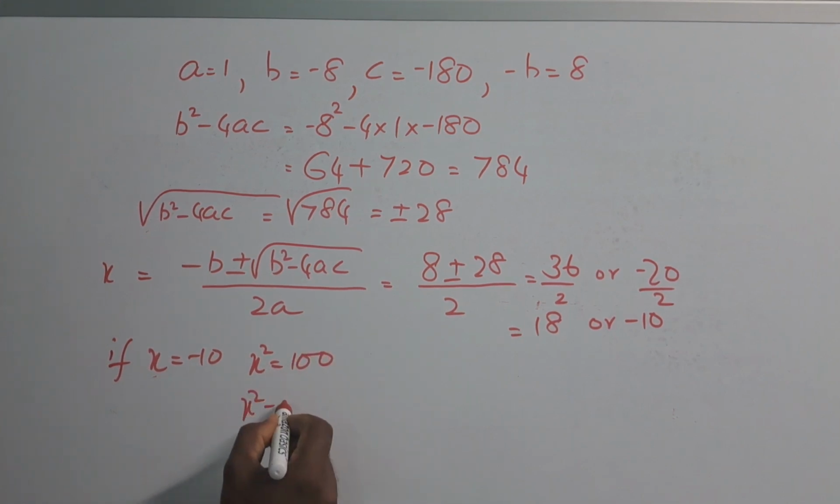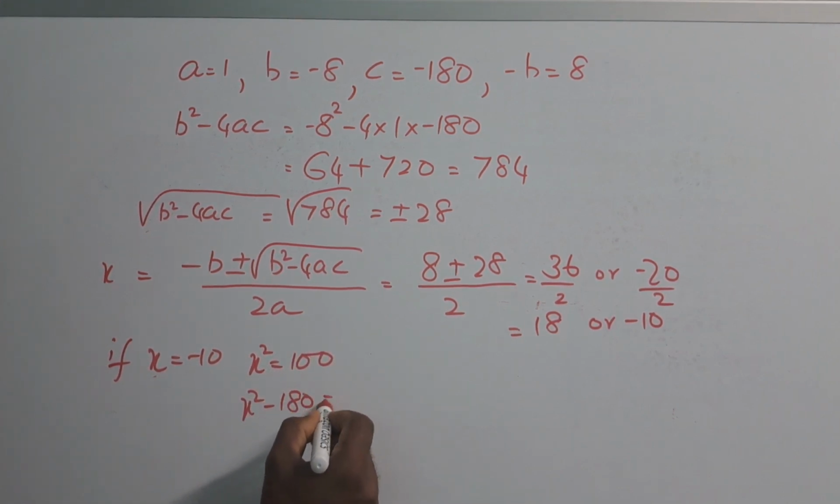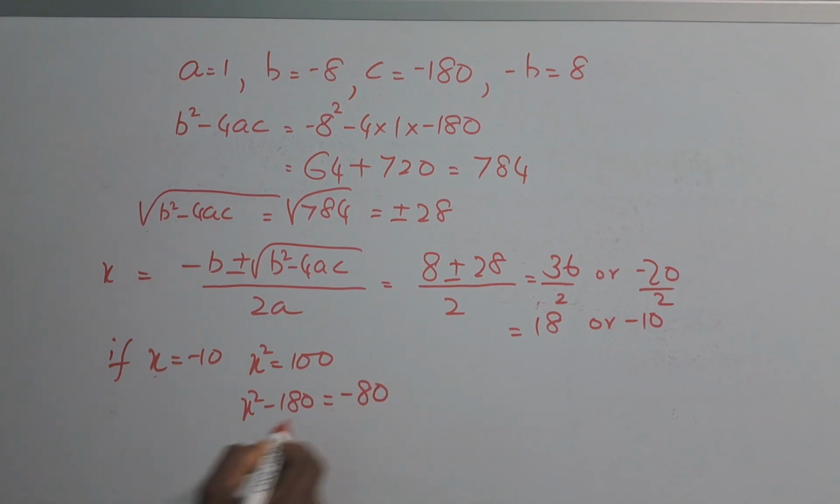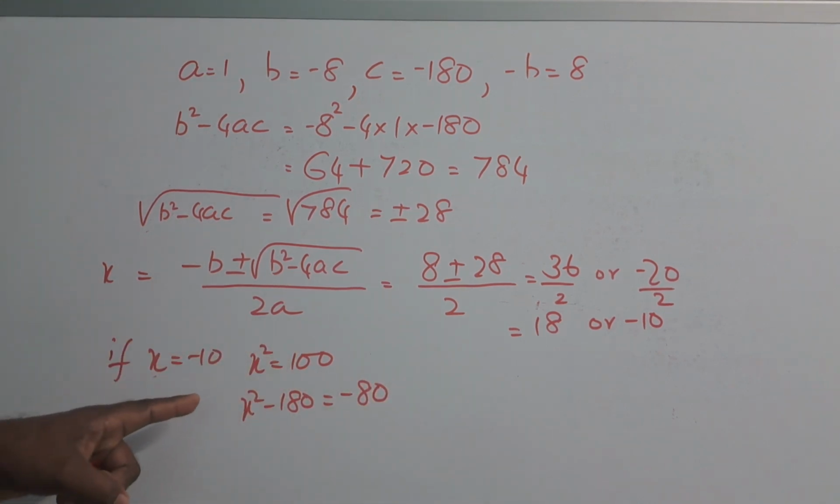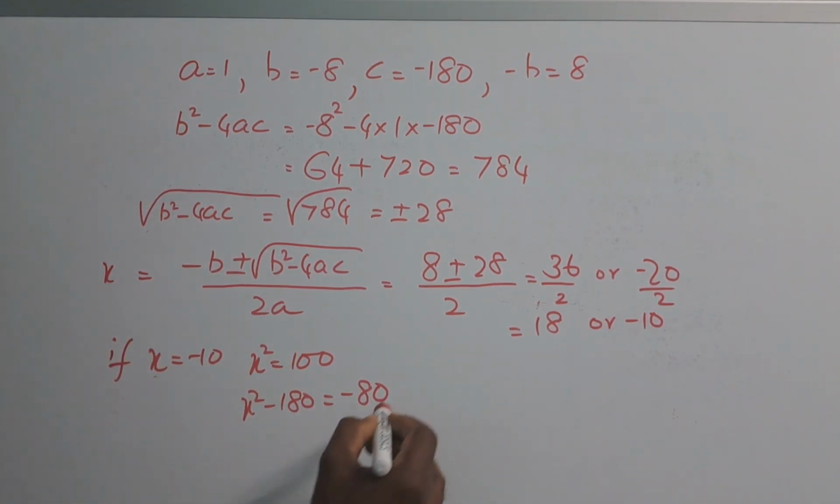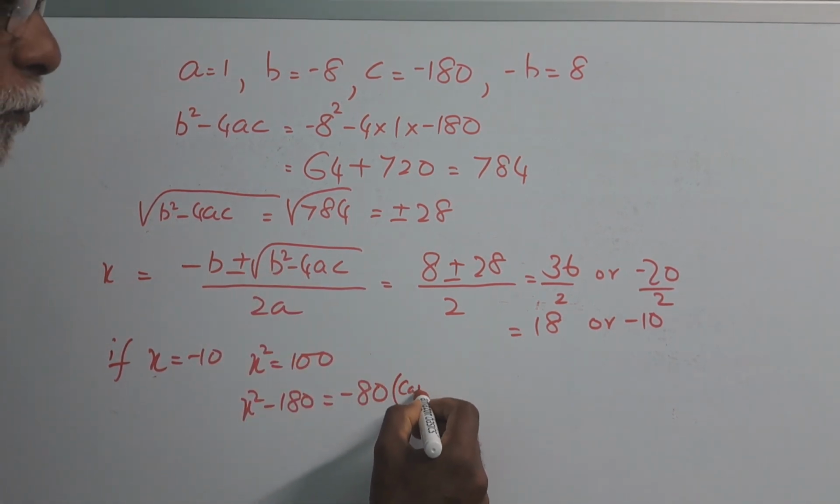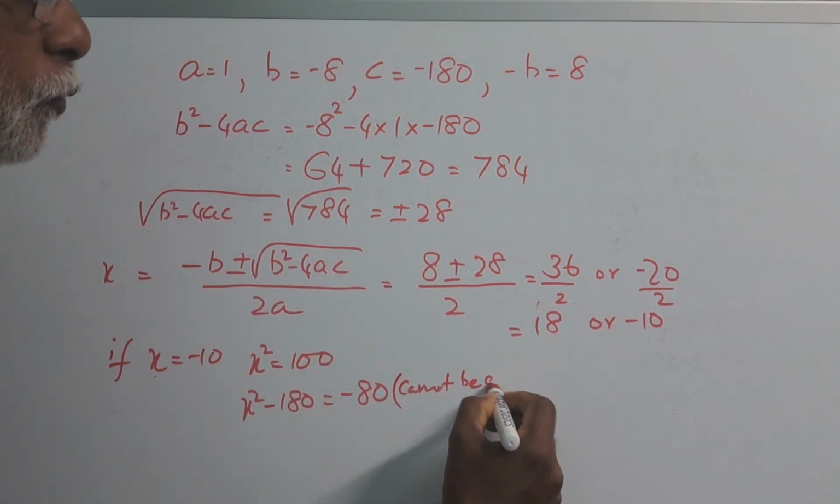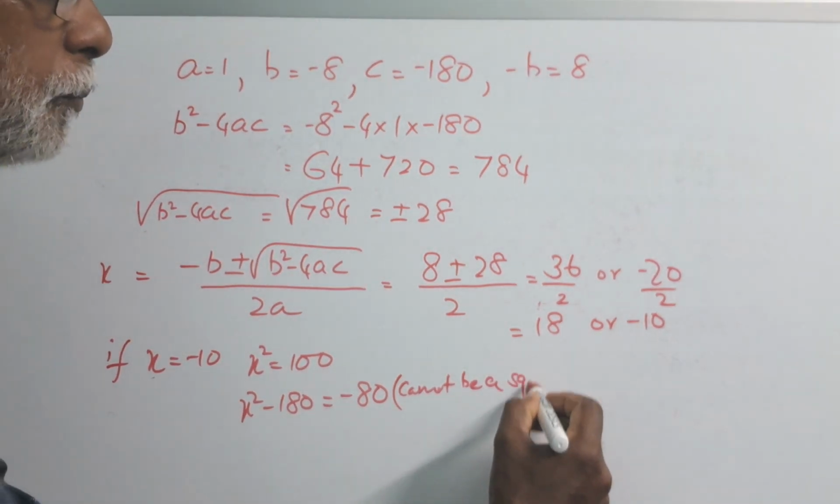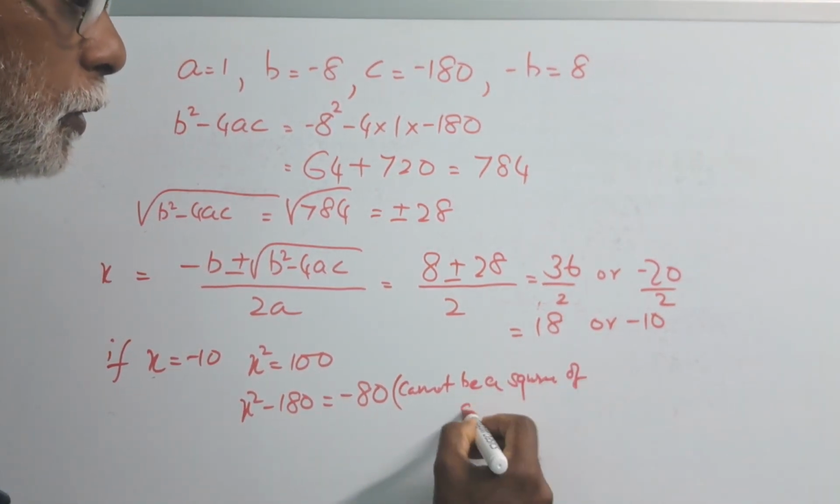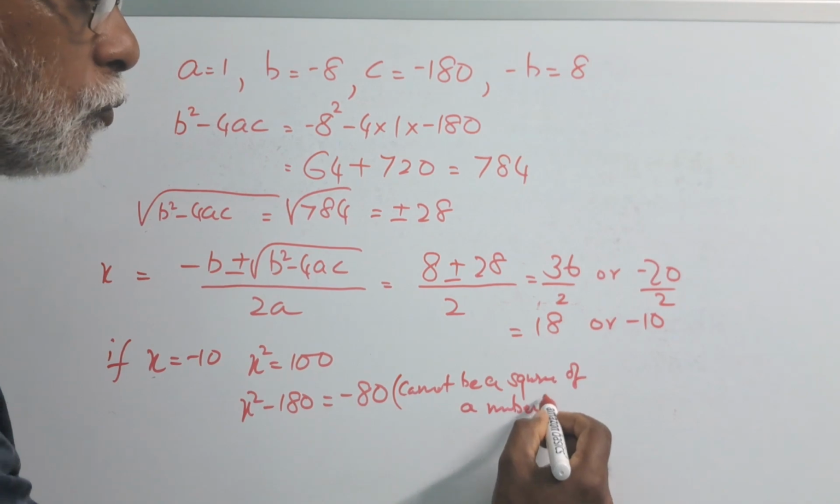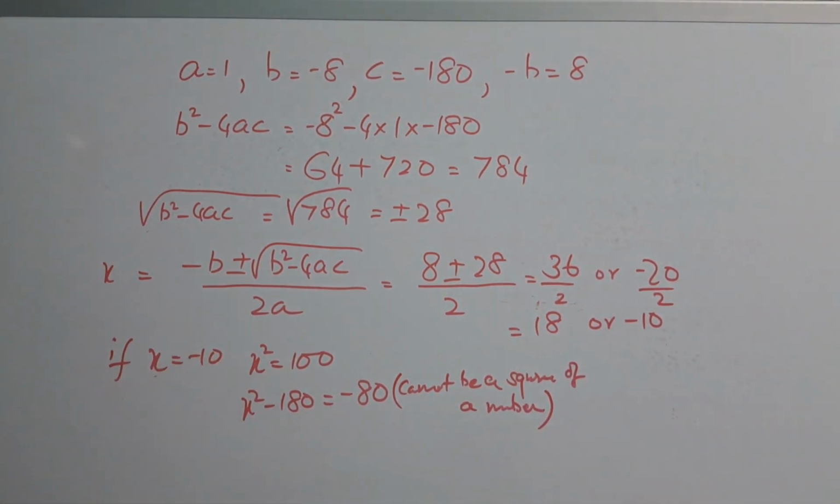x square minus 180 equals minus 80, which is the square of the smaller number. That is not possible. Minus 80 cannot be the square of a number. Therefore, minus 10 is not the solution. x is equal to 18. The first number is 18.